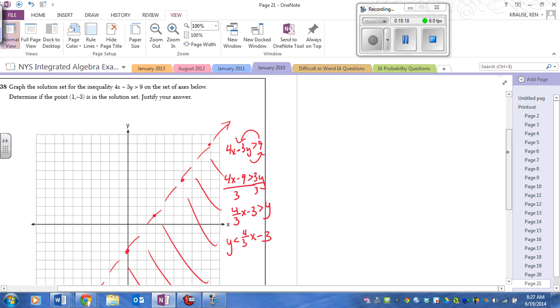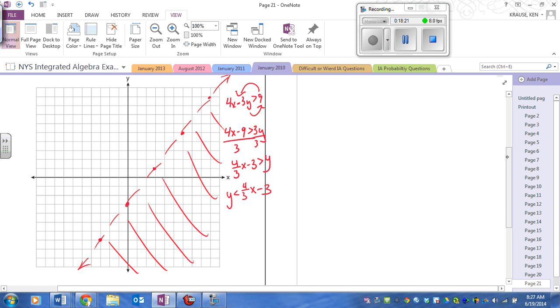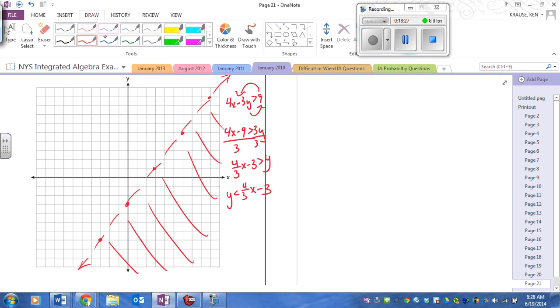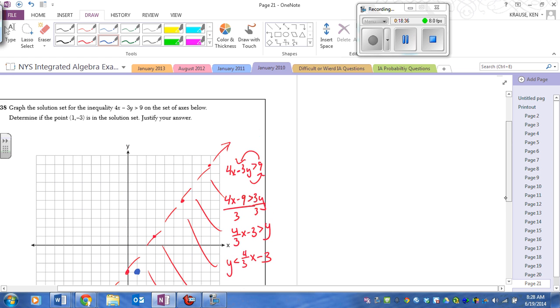So now I got to check this point 1, negative 3, right there. So I would say yes to this, but just to triple check, I'm going to substitute it in. So 4 times x, which is 1, minus 3 times negative 3, is that greater than 9? This is 4 plus 9 greater than 9. Yes, it is.